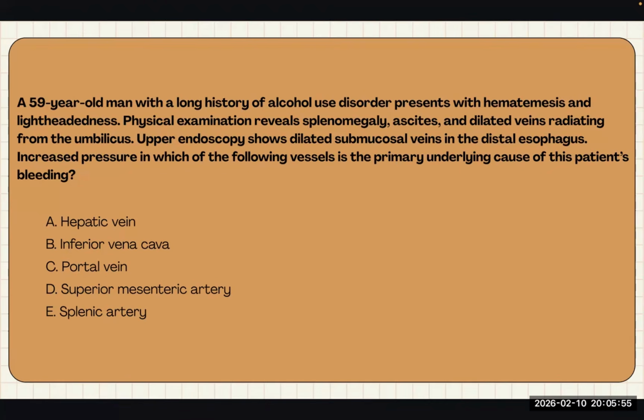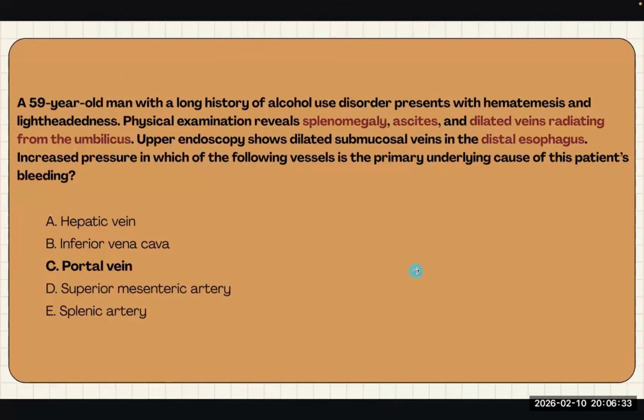Portal hypertension. Exactly. Straight to the point. And what proved that? What made you so sure of saying portal hypertension? Exactly. So splenomegaly is one, and there is more, right? Which ones? Okay. So you have splenomegaly, you have ascites, and then you have the umbilicus being dilated, and we also have the distal esophagus being dilated. So all of these point to the fact that it's a portal hypertension, and C is that. Great job, guys.